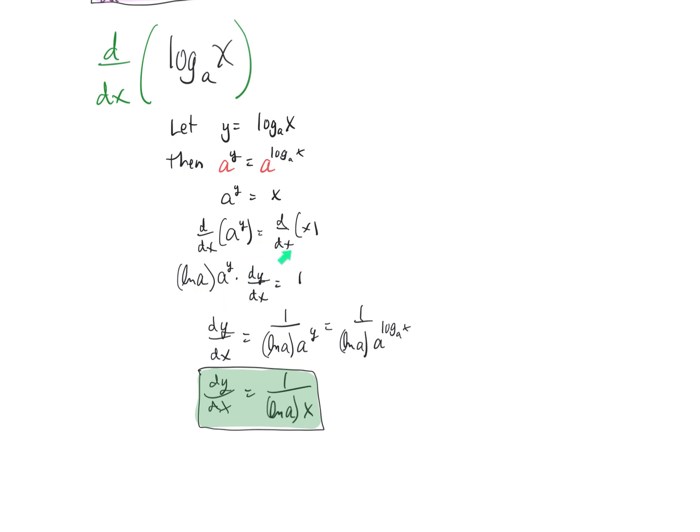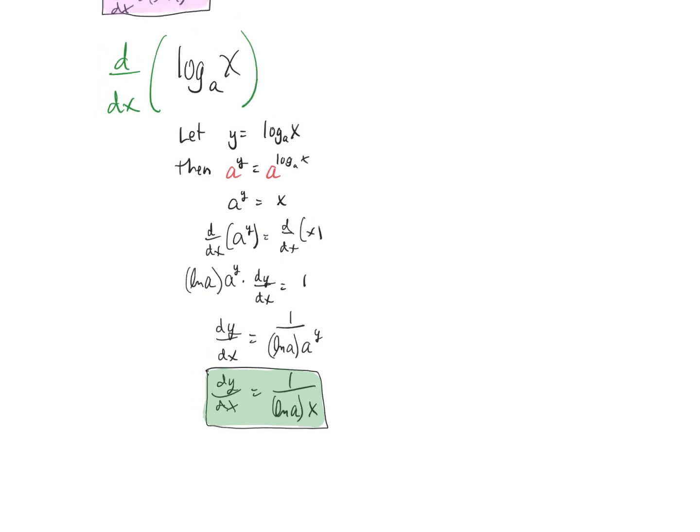And the derivative with respect to x of x is 1. All right, so dy/dx equals 1 divided by the natural log of a times a to the y. But a to the y is just x, so we can just put x for a to the y. I guess we didn't need that because a to the y is just x. There it is. That's the derivative of log base a of x.